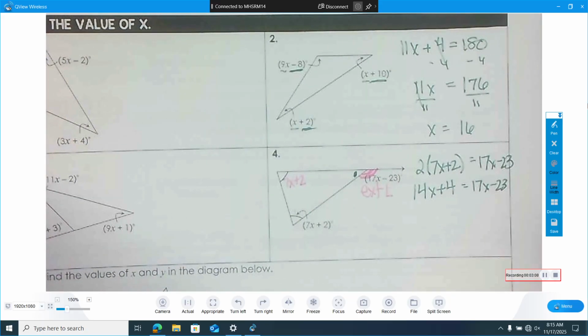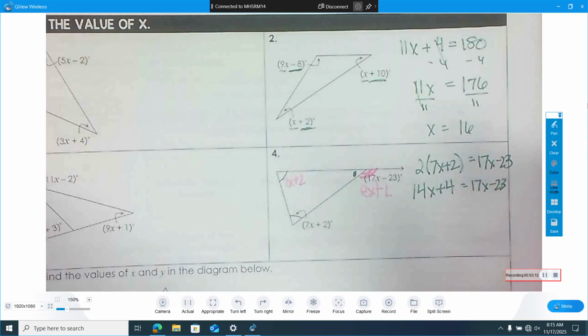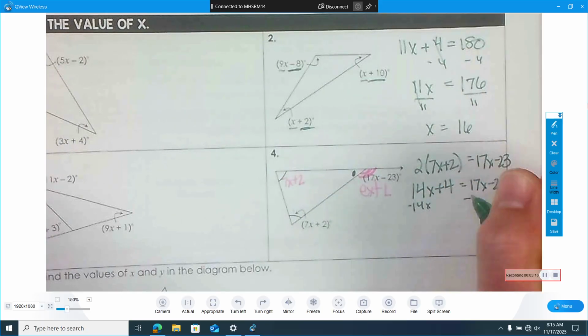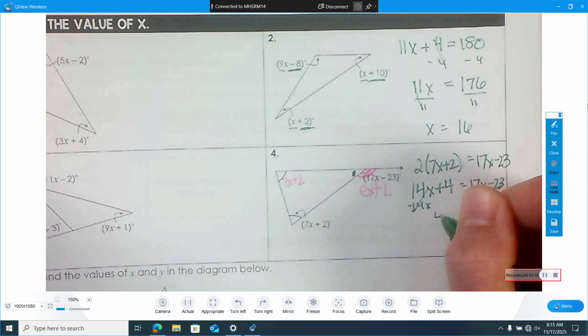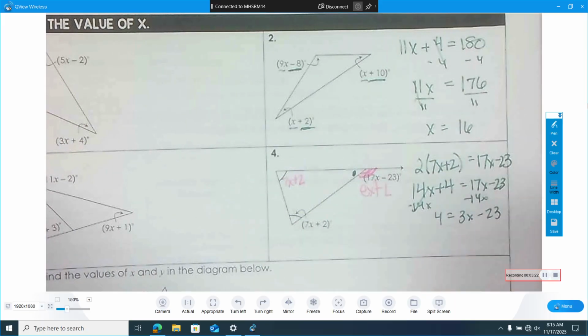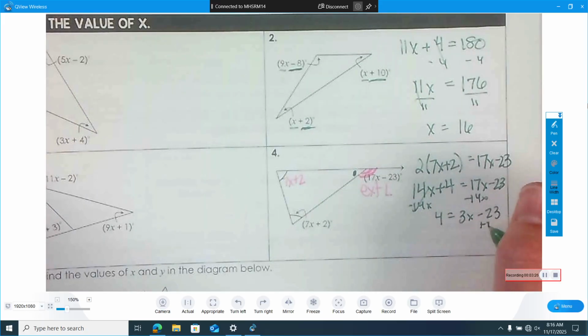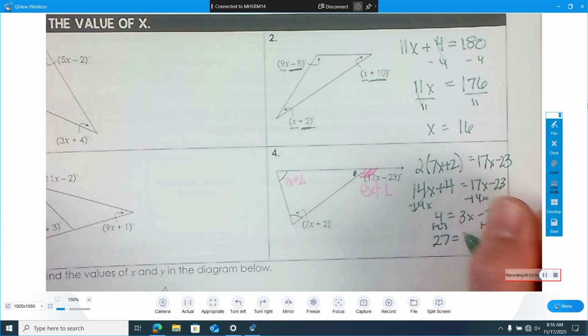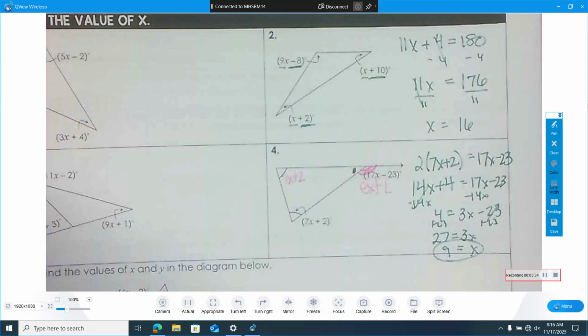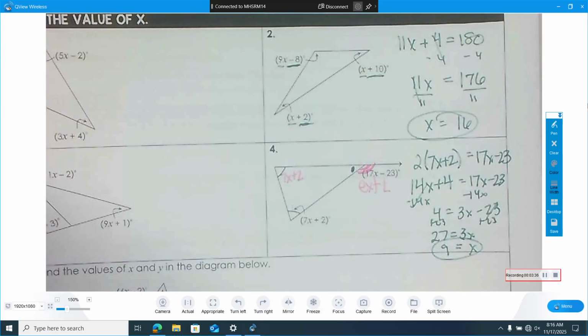What do you guys want to do next? Minus 17. Minus 14. All right, well, I could minus the 14. I like that. All right, so 4 equals 17 minus 14 is 3x's minus 23. And then add 23. So what is that? 27 equals 3x, which means x equals 9. Oh, good math.